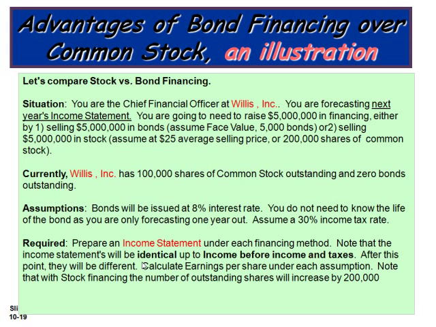These income statements will be identical up to income before interest and taxes. That word should say interest, not income. After this point, they will be different. Let's calculate earnings per share under each assumption. And do note that with stock financing, the number of outstanding shares will increase by 200,000. You currently have 100,000 shares, but if you choose the stock financing, you will then have 300,000 shares.